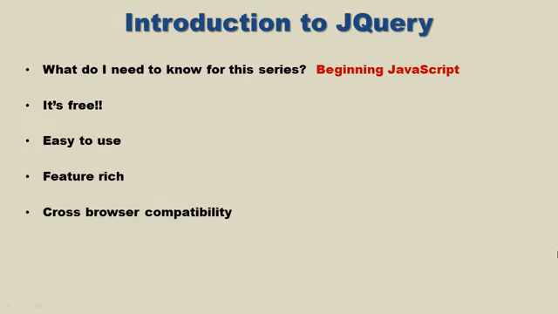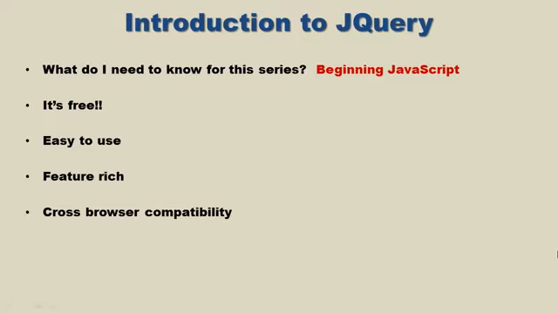jQuery code. Now, the first thing you will need to know for this series is beginning JavaScript, because jQuery is JavaScript. If you look in the jQuery library, it's all JavaScript behind the scenes. So you will need to know beginning JavaScript. If you do not know beginning JavaScript, I suggest you go to my main channel page and there is a tutorial on beginning JavaScript. So again, jQuery is JavaScript, but it's actually a framework or library of JavaScript, common JavaScript code that you can reuse and reuse again.